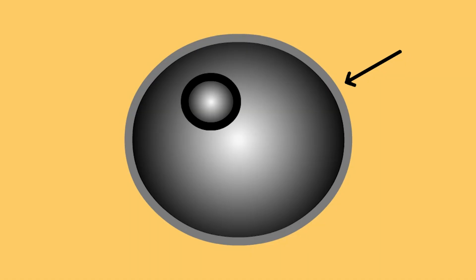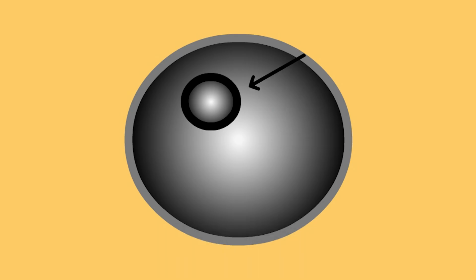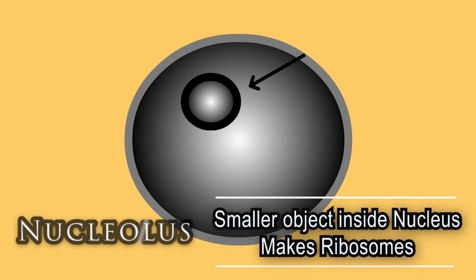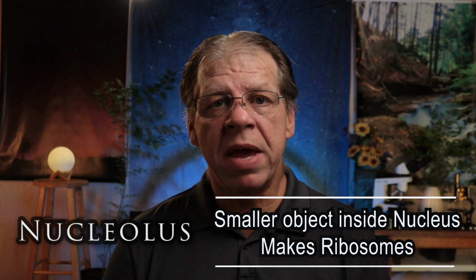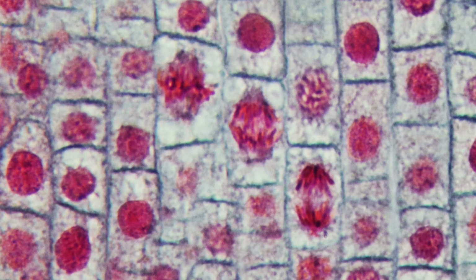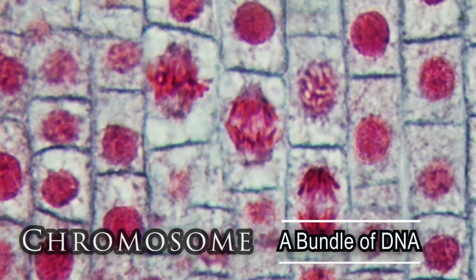The liquid of the nucleus is called nucleoplasm. It's kind of like cytoplasm, but thicker. Inside the nucleus, there's a smaller structure called the nucleolus. The nucleolus is like a little nucleus inside the nucleus. The job of the nucleolus is to make ribosomes. The nucleus holds the DNA, the genetic material of life. A chromosome is a bundle of DNA.